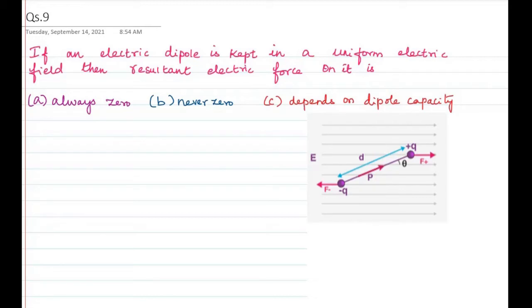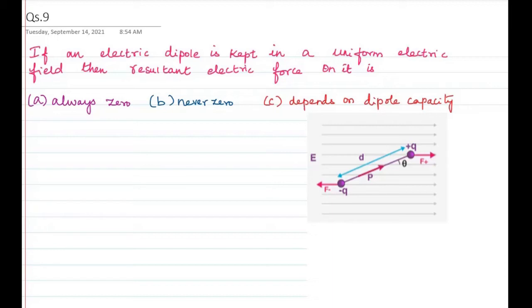So the dipole is minus q, plus q, separated by a distance d, and placed in a uniform electric field. The dipole moment will be from minus q to plus q, and the force experienced by this plus q charge will be in this direction. The force experienced by the minus q charge, the negative charge, will be in this direction. So the two forces will be equal and in opposite directions.